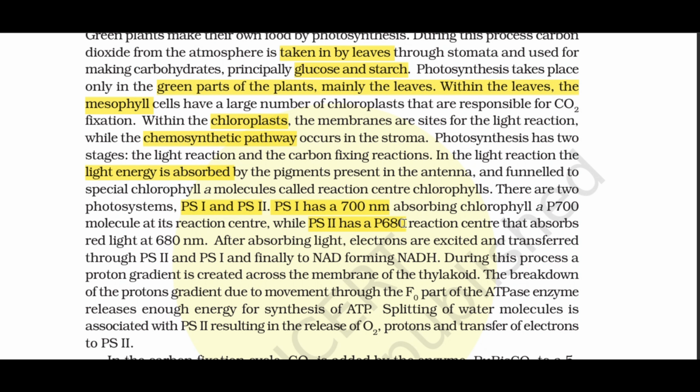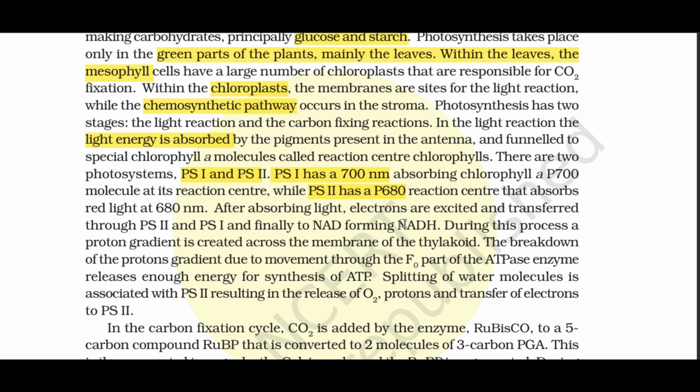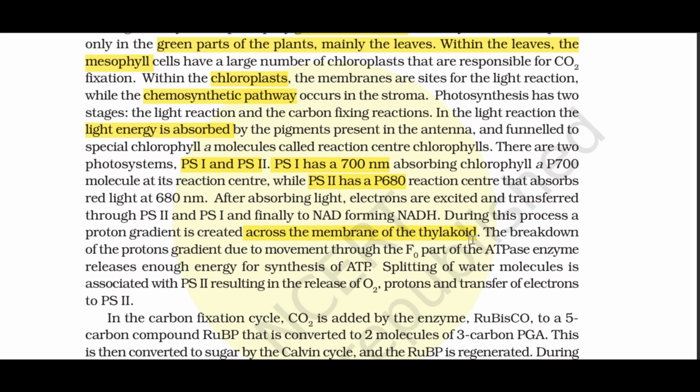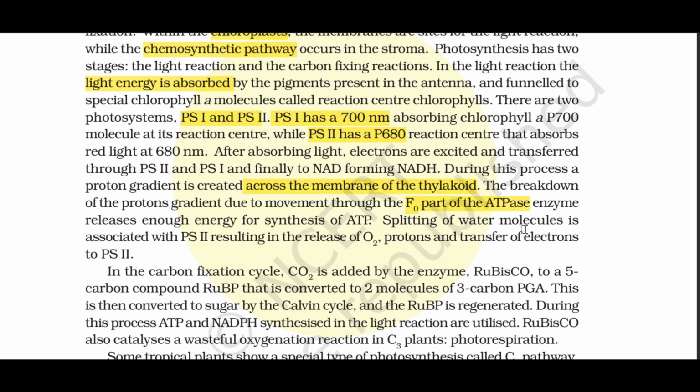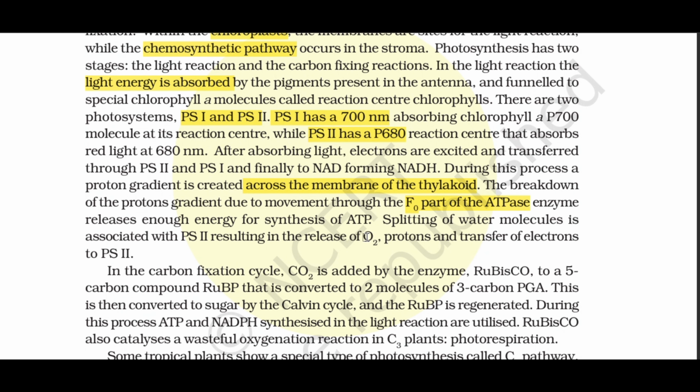After absorbing light, electrons are excited and transferred through PSII and PSI and finally to NADP, forming NADPH. During this process, a proton gradient is created across the membrane of the thylakoid. The breakdown of the proton gradient due to movement through the F0 part of the ATPase enzyme releases enough energy for synthesis of ATP. Splitting of water molecules is associated with PSII, resulting in the release of O2, protons and transfer of electrons to PSII.